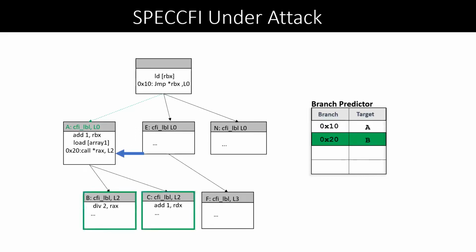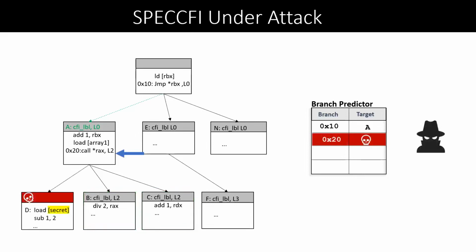Now assume that an attacker injects a new entry into the BTB at branch location 0x20 and tries to redirect the control flow to his desired address. The CPU will start fetching from the new address, but because the first decoded instruction is not a CFI label instruction, SPECCFI will stop the attack by inserting a fence into the pipeline.